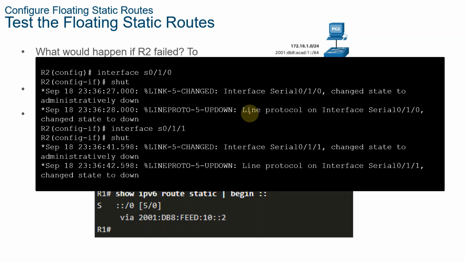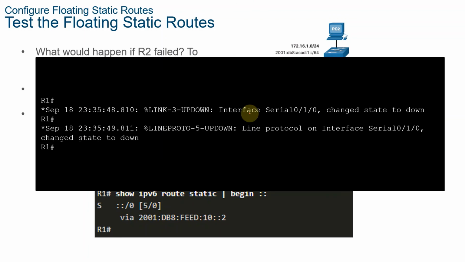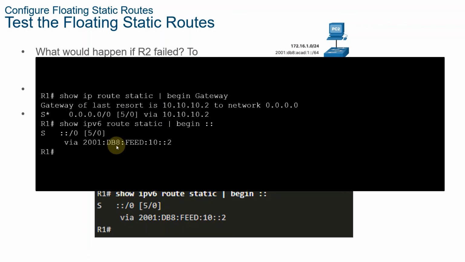Notice that R1 automatically generates messages indicating that the serial interface to R2 is down. A look at the IP routing tables for R1 verifies that the floating static default routes are now installed as the default routes and are pointing to R3 as the next hop router. So you'll have our backup path.